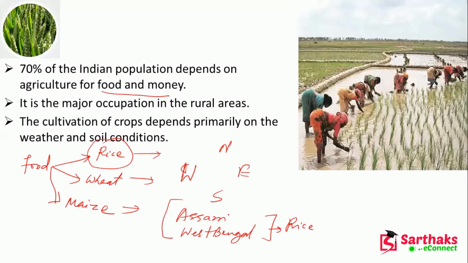And here in India, 70% of our Indian people are dependent on agriculture for their food. They are not only producing for their own food, they are providing food to us also. So we should be very much thankful to them, and they are earning money to live properly by selling their cultivated crops.